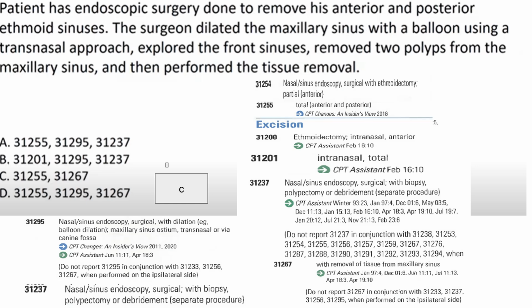So we can eliminate all the wrong options by just reading and nullifying all those particular options, and we are left with only one option, that is option C. This talks about the ethmoidectomy, and 267 talks about removal of tissue from the maxillary sinus. And here again, check whether 267 can be coded with 255. Yes, it can be coded because that code is not written here, and that's why C will be the final answer.